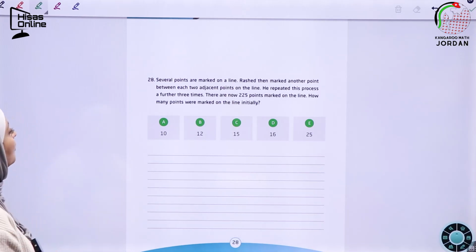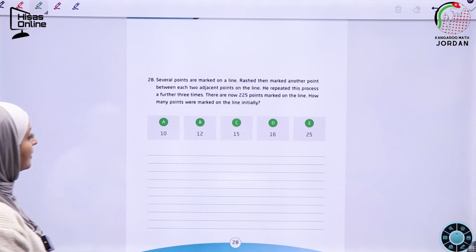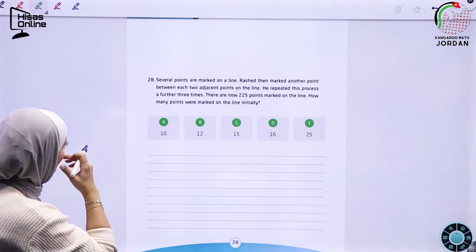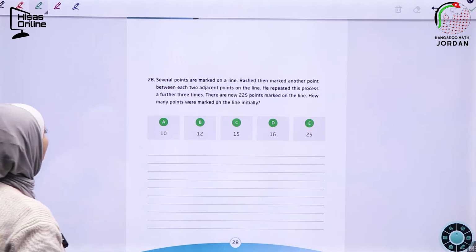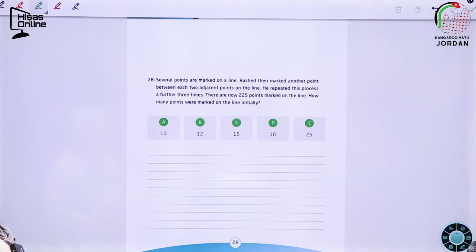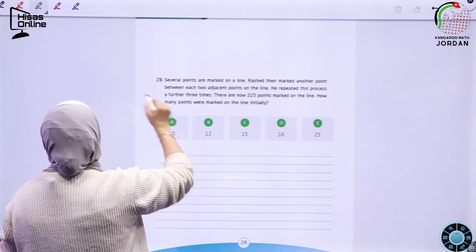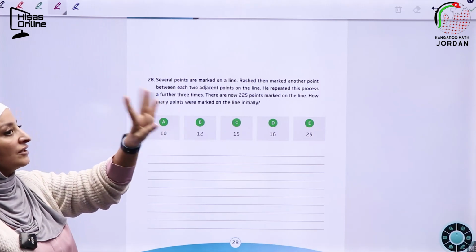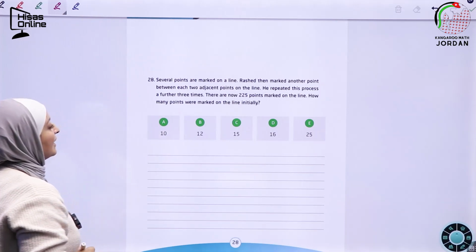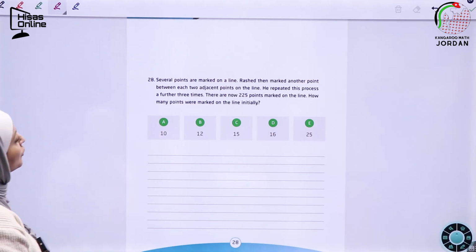Okay. Several points are marked on a line. Rashid then marked another point between each two adjacent points on the line. He repeated this process a further 3 times. So it's more than 3 times, 3 times plus the first time, so it's 4 times. There are now 225 points marked on the line.